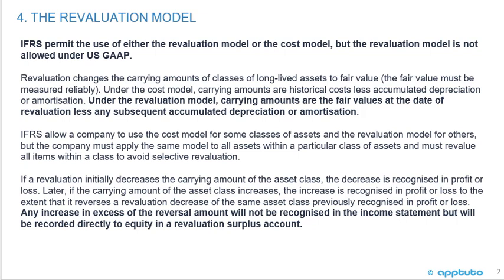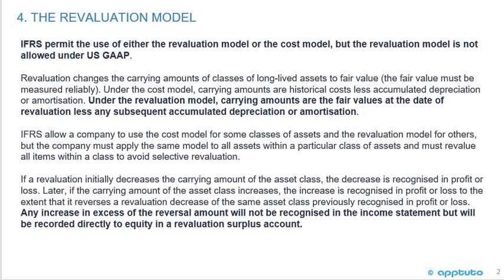Under the cost model, carrying amounts are historical costs less accumulated depreciation or amortization. Under the revaluation model, carrying amounts are the fair values at the date of revaluation less any subsequent accumulated depreciation or amortization. IFRS allow a company to use the cost model for some classes of assets and the revaluation model for others, but the company must apply the same model to all assets within a particular class of assets and must revalue all items within a class to avoid selective revaluation.